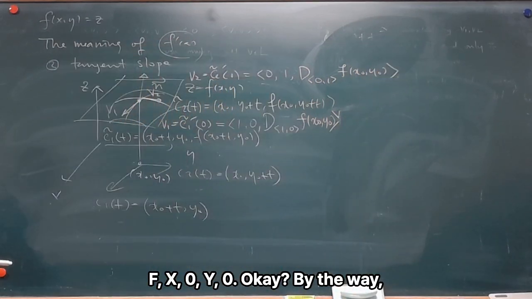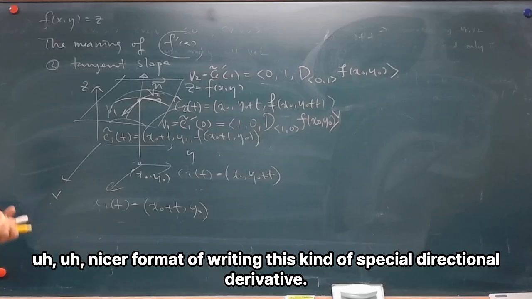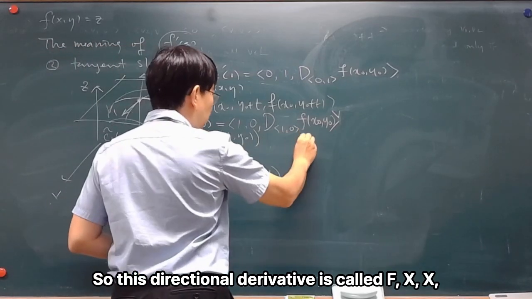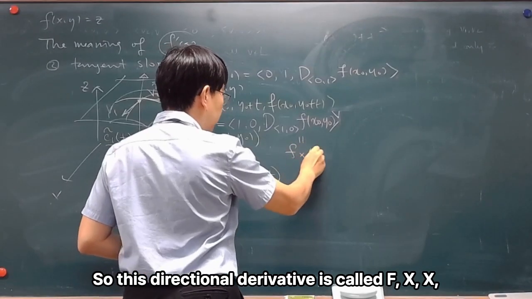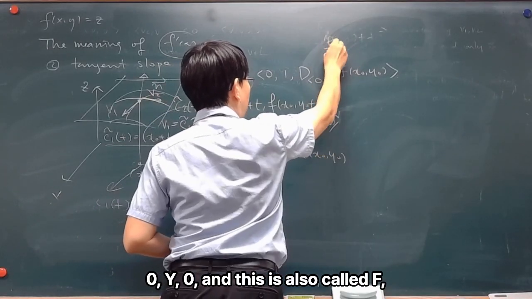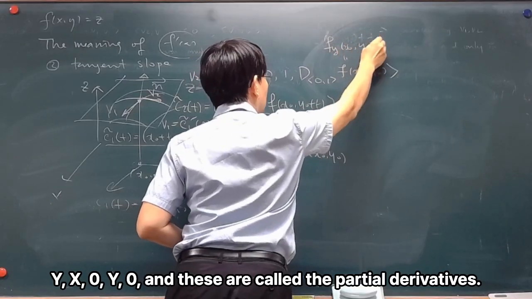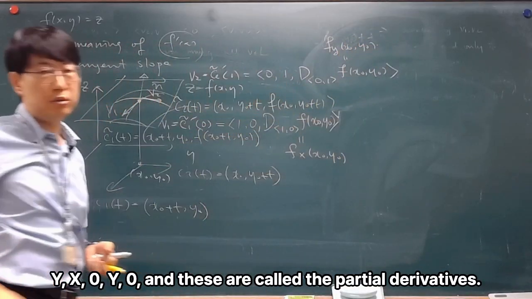Okay. By the way, there are abbreviations, a nicer format of writing this kind of special directional derivative. So this directional derivative is called fx at x0, y0. And this is also called fy at x0, y0. And these are called the partial derivatives.